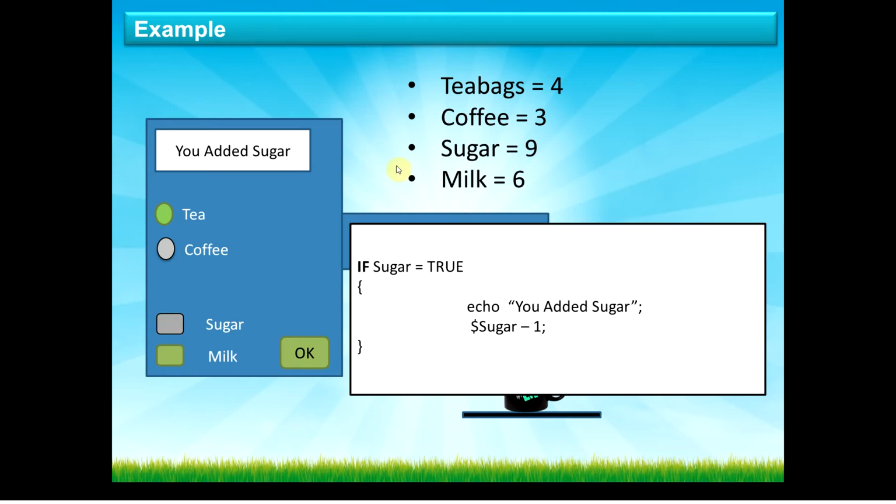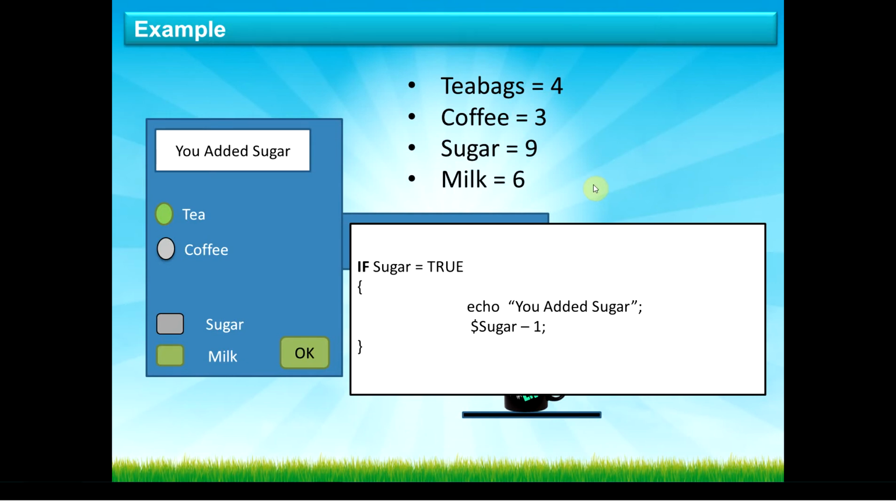There we go. It says if sugar is true. So in other words, if this button here is true, echo you added sugar and then take 1 off the sugar. So you'll have noticed that the sugar will have gone down by 1. In fact, it went down from 10 down to 9. Okay then, so on to the next one.